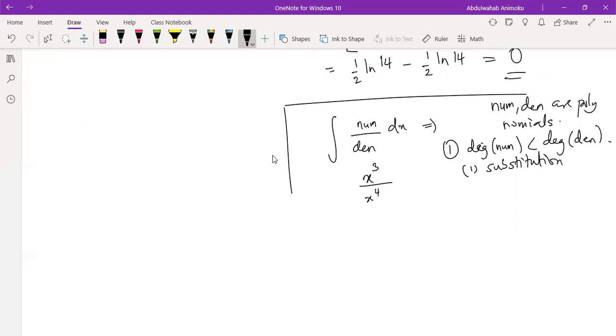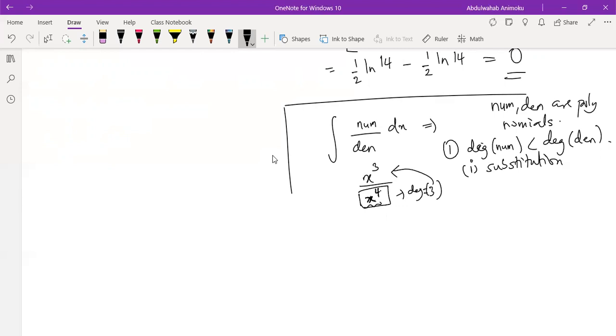This tells you that you can use substitution, because when you find the derivative of the denominator, it's going to be 1 less than this degree 4, which will be degree 3. So because the degree is 3, I can use the substitution rule so that this numerator will cancel out when I do the substitution. Okay, so this is what you do.